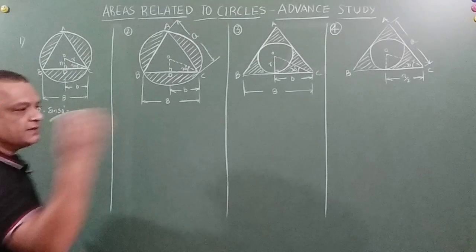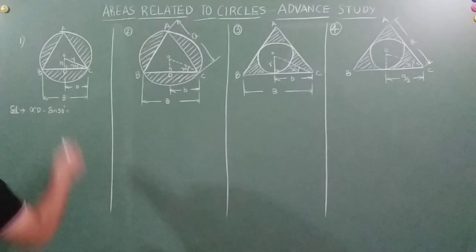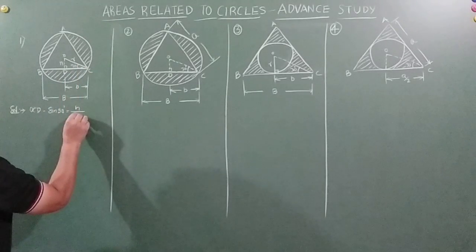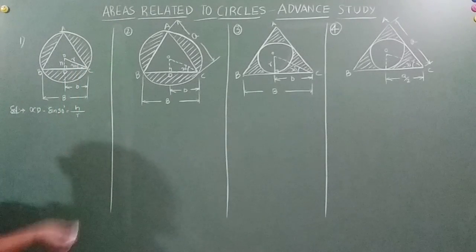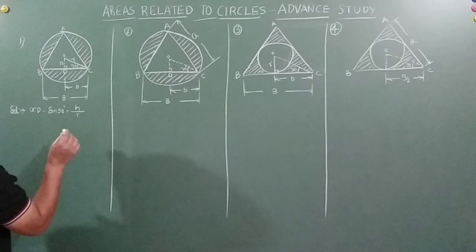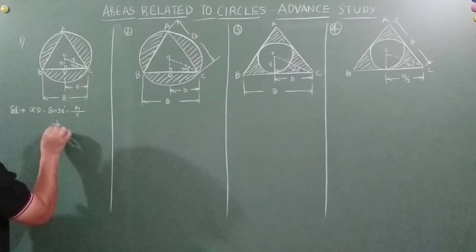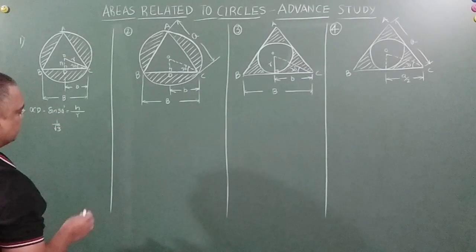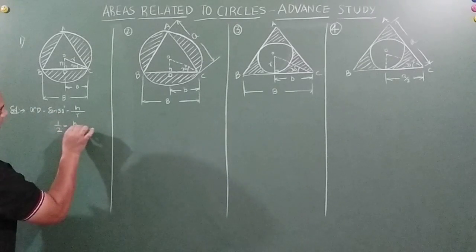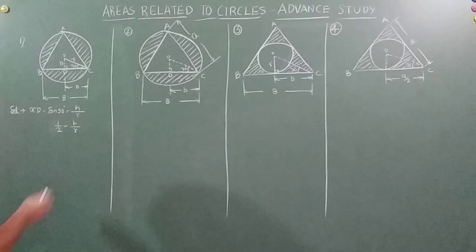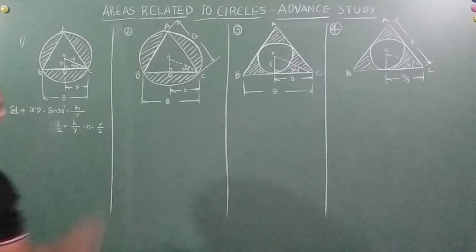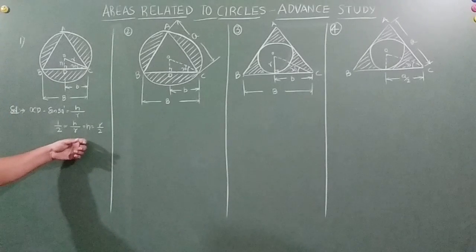Sine 30 will be perpendicular by hypotenuse. Perpendicular is nothing but h, divided by hypotenuse, which is r. Right friends? So sine 30 is how much? Sine 30, perpendicular by hypotenuse, is 1 by 2, sorry, is equal to h by r. So this becomes h is equal to r by 2. I hope you are able to get this, friends.